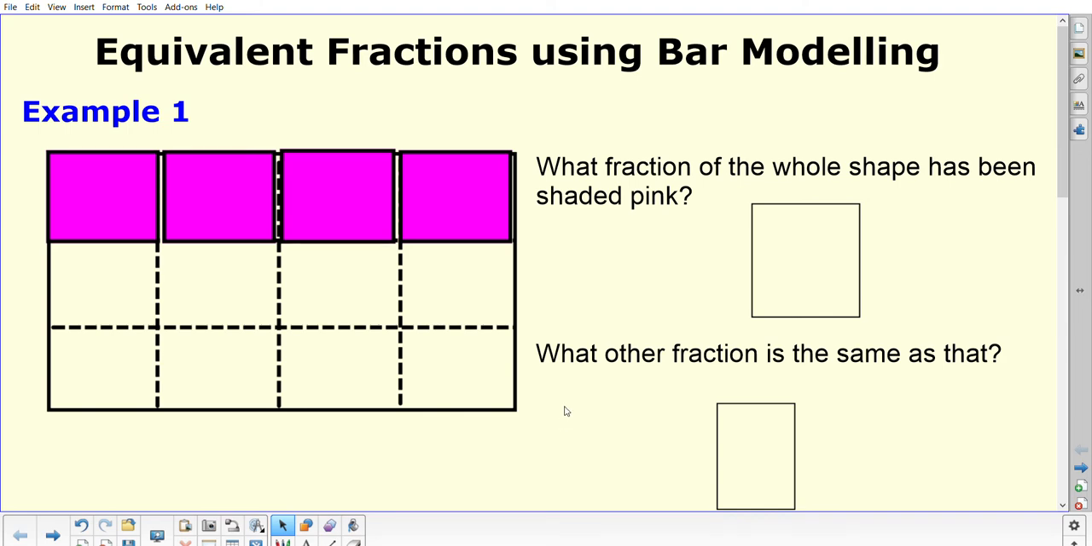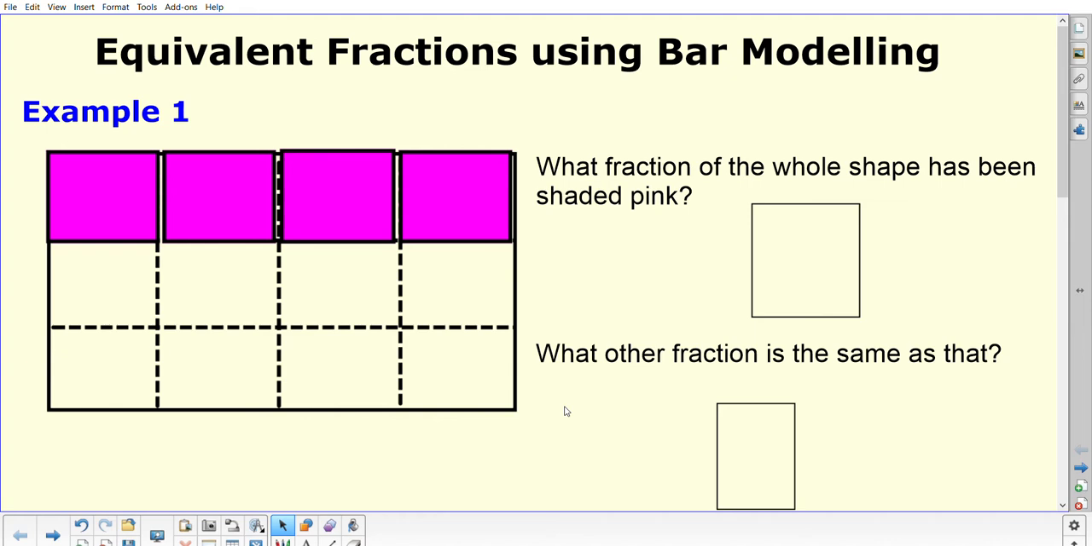We're going to look at equivalent fractions in this lesson and how we can find these equivalent fractions. First of all, we'll look at some pictures that will help us work out what we mean by an equivalent fraction, and then we'll come up with some techniques that will mean that we won't always have to have the pictures there.